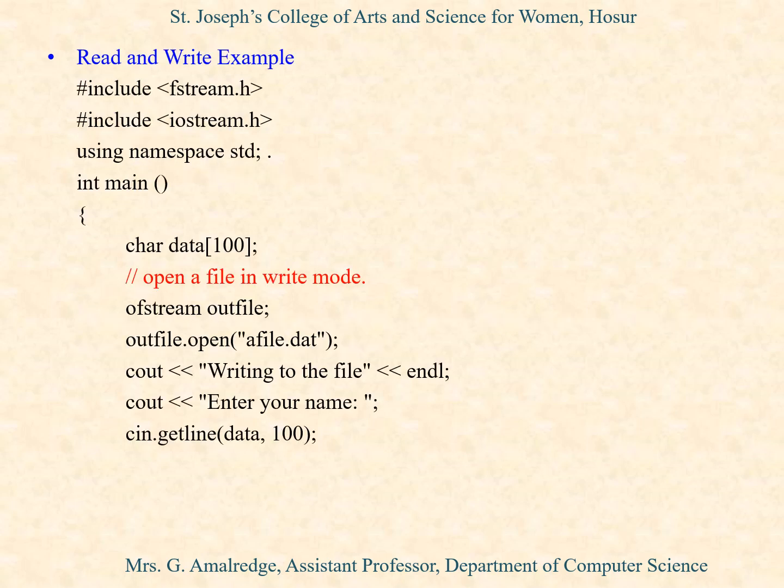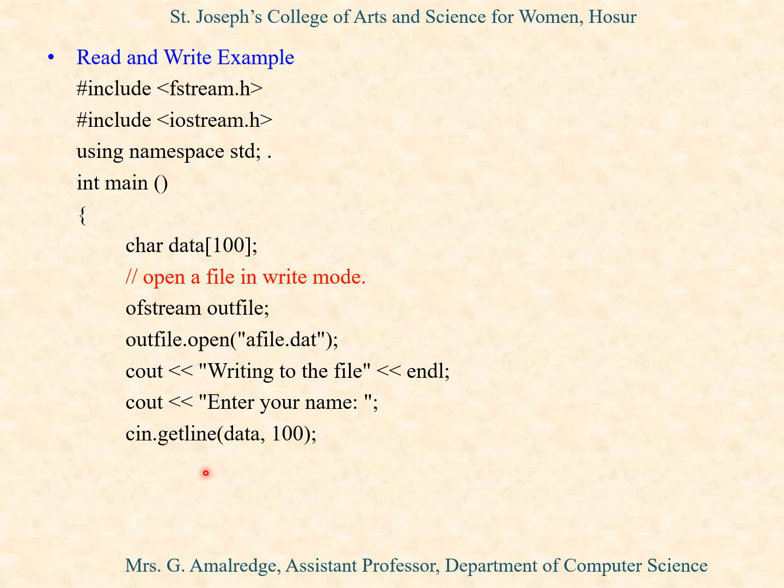Here is an example for reading and writing operations in a file. As we know, for file handling we have to include the header file fstream.h. For input output operations we need to include the iostream.h header file. In the main function, we are opening a file in write mode. For that, we are using the ofstream class. We are opening afile.dat with the help of the open function.